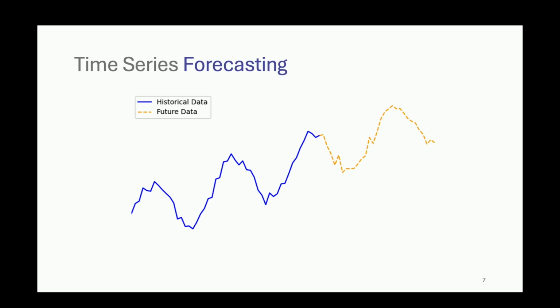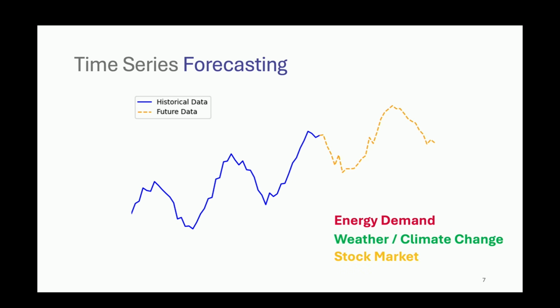So when we do time series forecasting, we want to use the historical data, the blue line. We want to learn some patterns from that blue line, and we want to predict how the blue line is going to be extended in future time steps for a particular period of time. That is what we normally call time series forecasting.